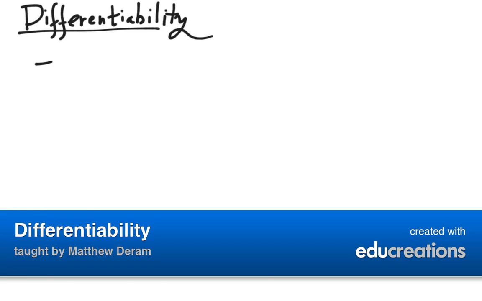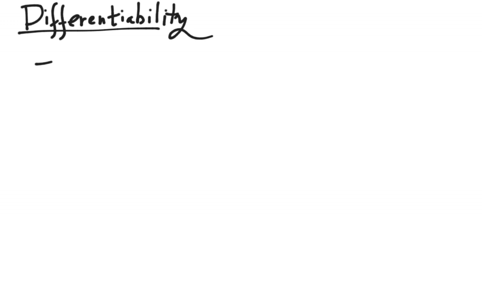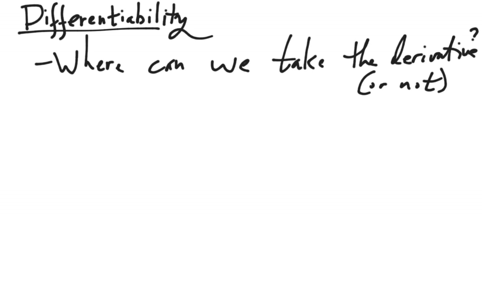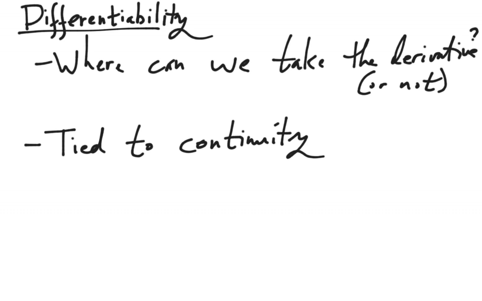This is a video on differentiability, and differentiability talks about a few basic things. It talks about, first of all, where a function is and is not differentiable, which means where we can and cannot take the derivative. And differentiability is a little bit tied to continuity, and we'll talk about that also. So that's there too.